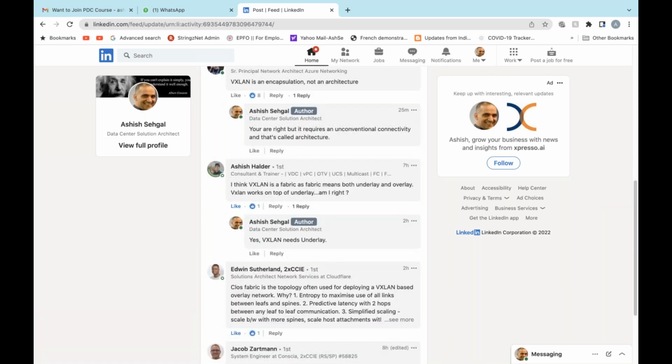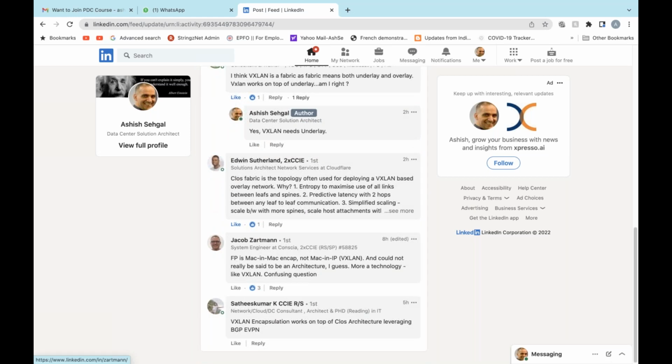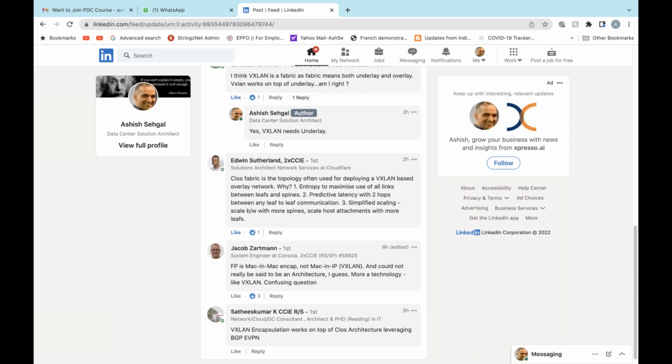Ashish Haldar has given a beautiful statement. I think VXLAN is a fabric, as fabric means both underlay and overlay. VXLAN works on top of underlay. Am I right? And I have answered him, yes, VXLAN needs underlay. Before giving the final answer, I'm not supposed to give comments which can help them get the answer. A beautiful comment was added by Edwin Sutherland, dual CCIE: Clos fabric is the topology often used for deploying a VXLAN based overlay network. Why? Number one, entropy to maximize use of all links between leaf and spines. Number two, predictive latency with 2 hops between any leaf to leaf communication. Guys, very technical terms he's using, and I appreciate him for this. Predictive latency, very important terminology. Simplified scaling, scalable with bandwidth with more spines, scale host attachment with more leaf.